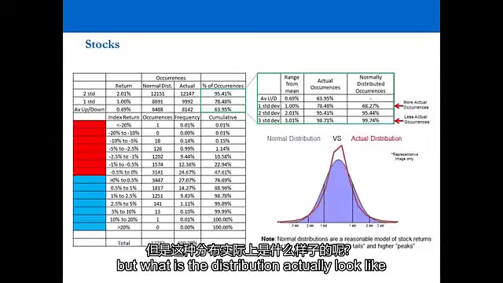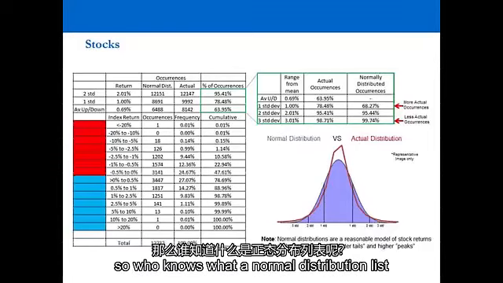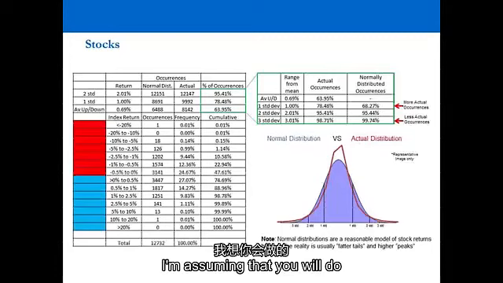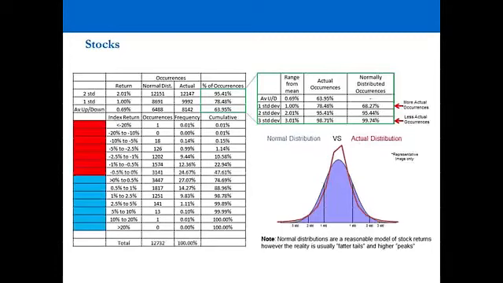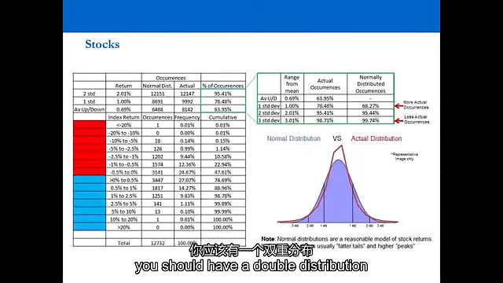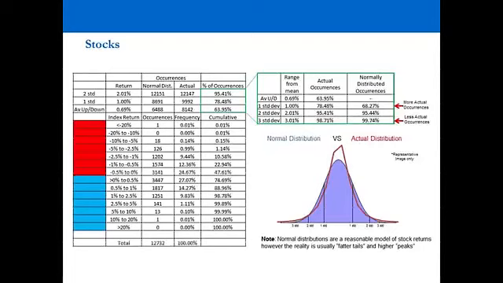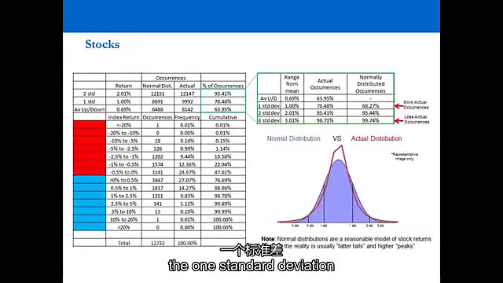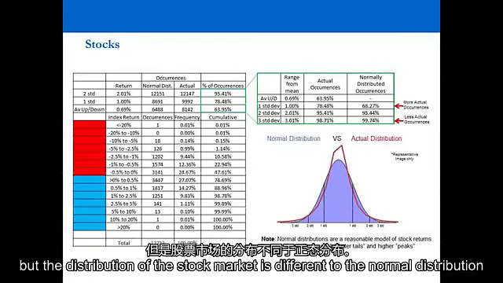But what does the distribution actually look like? So who knows what a normal distribution is? I'm assuming that you all do. Teaching in Cass Business School here, not in a pub. You should know what a normal distribution is. A normal distribution, a one standard deviation, is 68% of cases, 68% of times. Yeah?